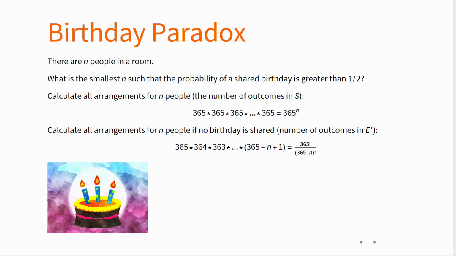So we'll actually first calculate the complement. The number of arrangements for n people that have no shared birthday is easily calculated as a partial factorial. The first person would have 365 available days, and the next person 364, and so on, n times.